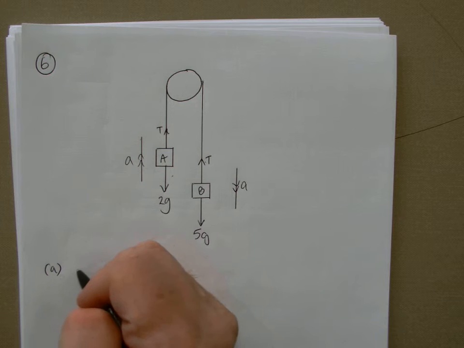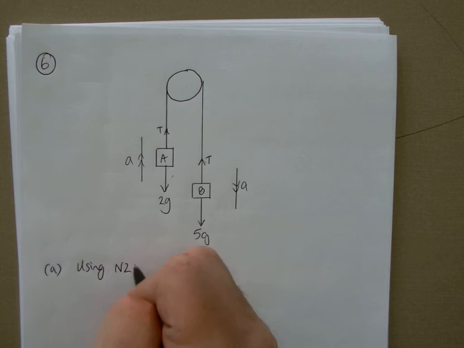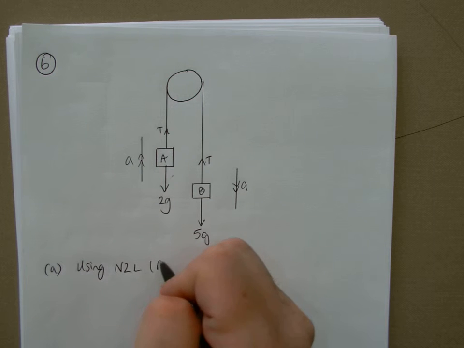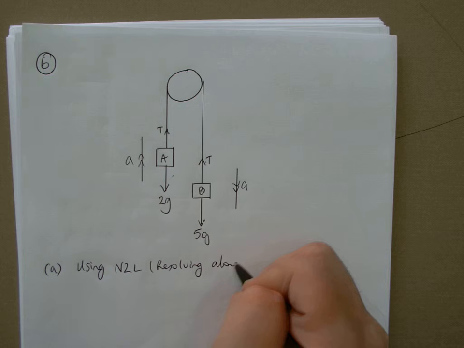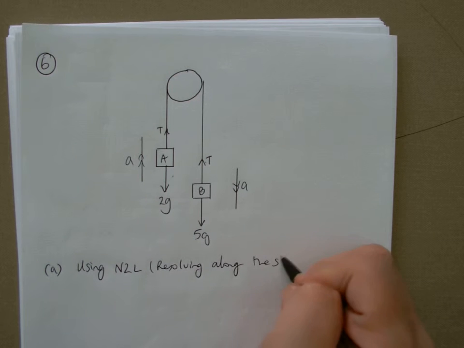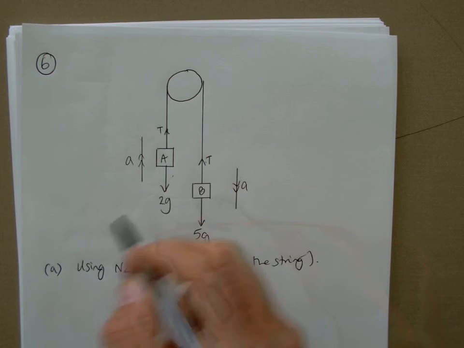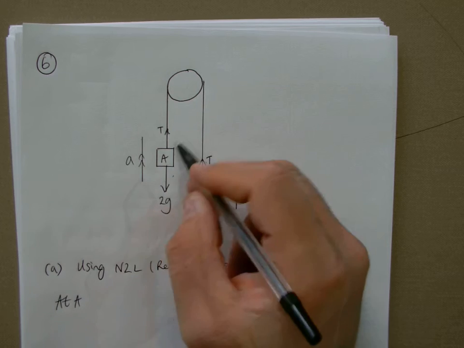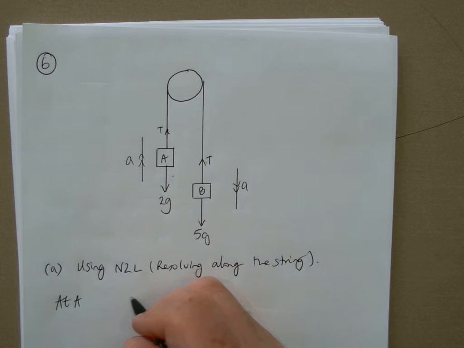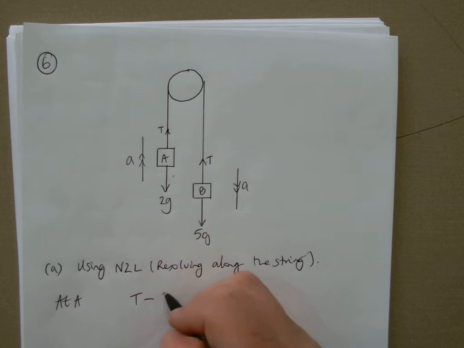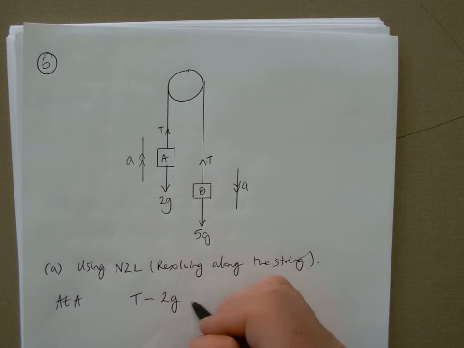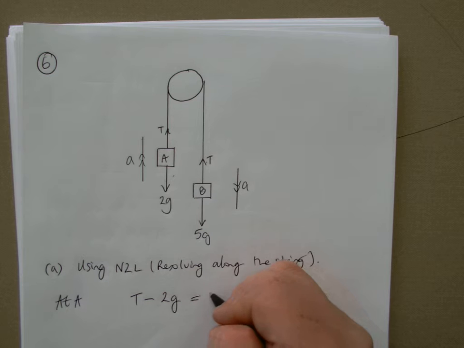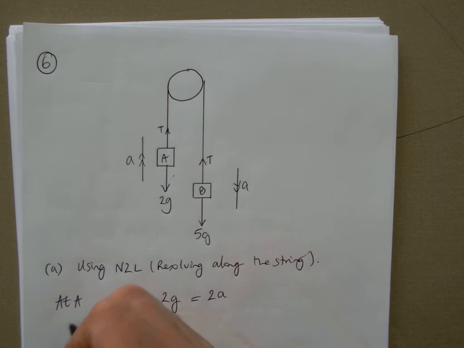So what we need to do, quite simply, is use Newton's second law and resolve in the direction of motion. So basically resolving along the string. Now if we resolve at A to start with, think about the way the string's going. The tension is pulling that object up and the weight is resisting it. So the resultant force is T take away 2g. That will equal the mass, which is 2, times the acceleration.